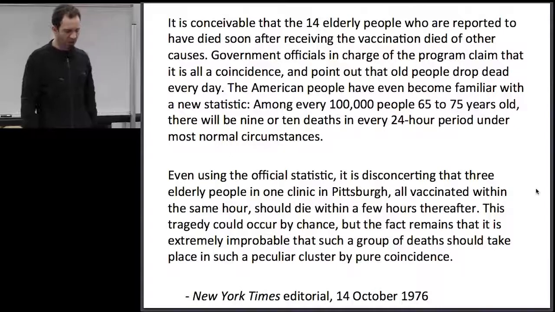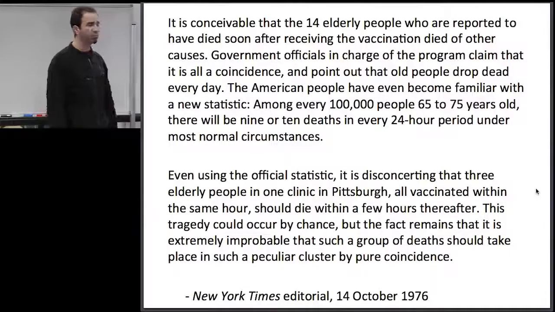This is another good one. This one's also due to Nate Silver's book, which is really wonderful. I recommend you read it. In 1976, there was a prediction of a big flu outbreak in the U.S., and so there was this massive vaccination program. Then some people died. I think it was 14 people died soon after receiving vaccination. In particular, in one place, it was 3 people in one day. So let's take a look at this.